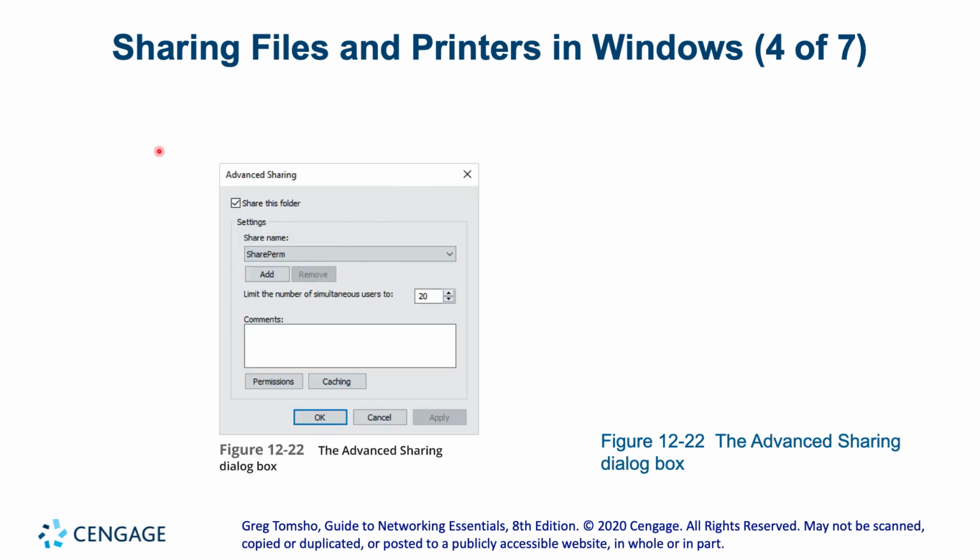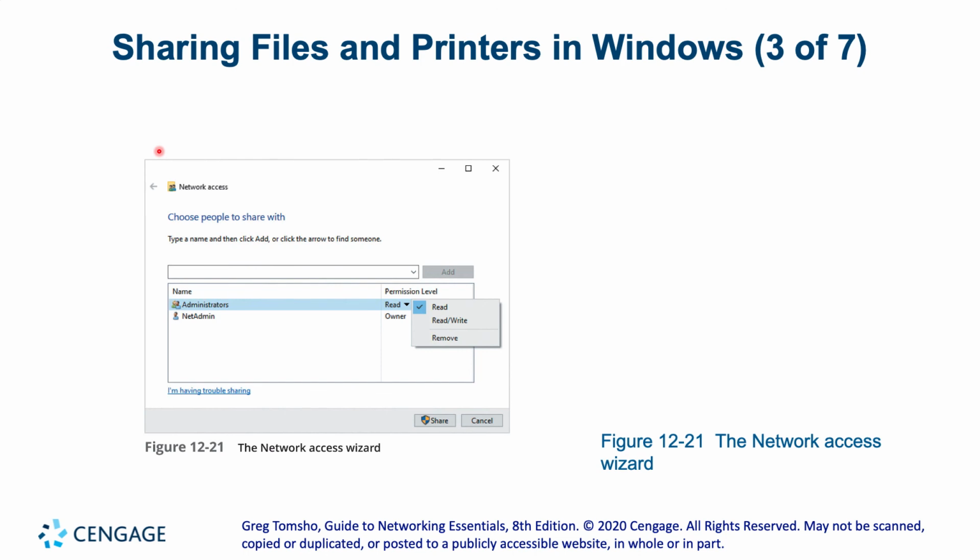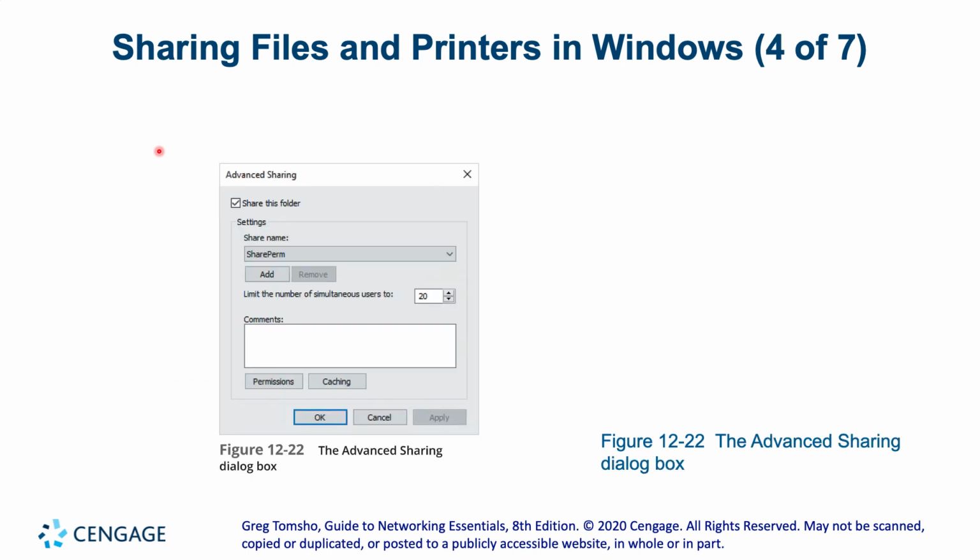This is advanced sharing. This is the less user-friendly of the 2 methods, the easier method being the network access wizard. The advanced sharing dialog box gives you more options, but is also more complicated. Not everything's on one screen. Notice I have to click a permissions button to look at the permissions.